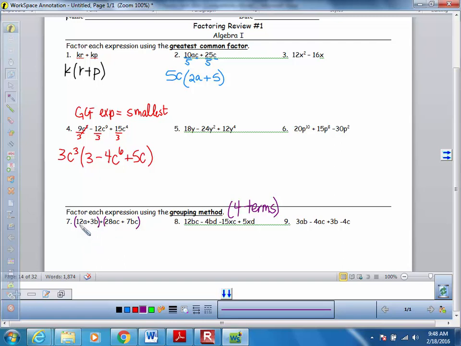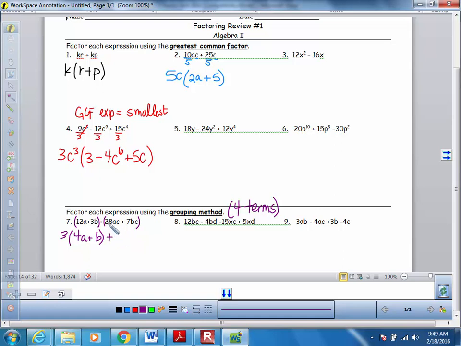So for the GCF in 12A plus 3B, I know 3 divides both 12 and 3, and then one has an A, one has a B, so they don't have any letters in common, so it would only be 3. I'd divide 12 by 3, and that would give me 4A, plus 3 divided by 3 is 1, and then I'd bring down my B. So you can write 1B or you can just write B.